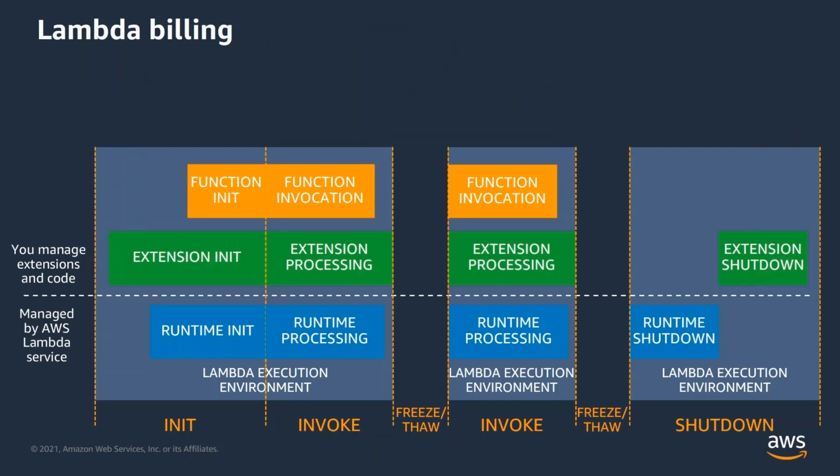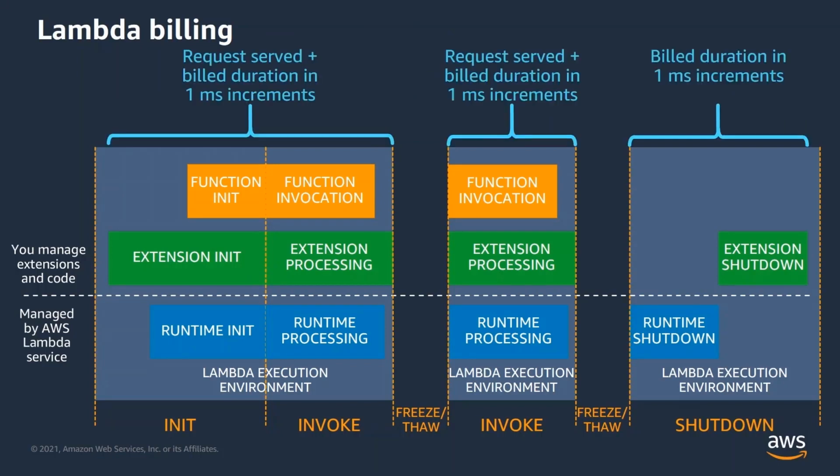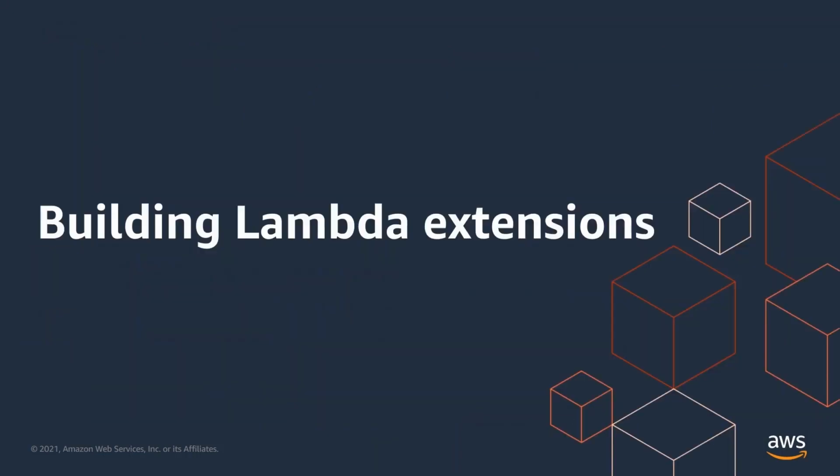Having a look now at Lambda billing. Extensions share the same billing model as Lambda. For invokes, you pay for the number of requests served and the combined compute time in 1 millisecond increments, as I mentioned earlier. And this is the total time that the function and all extensions run. For shutdown, there's no request, you just pay for the billed duration.